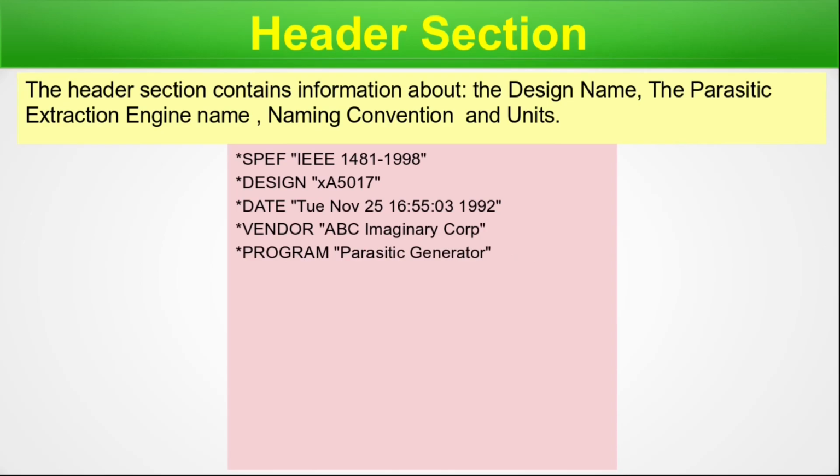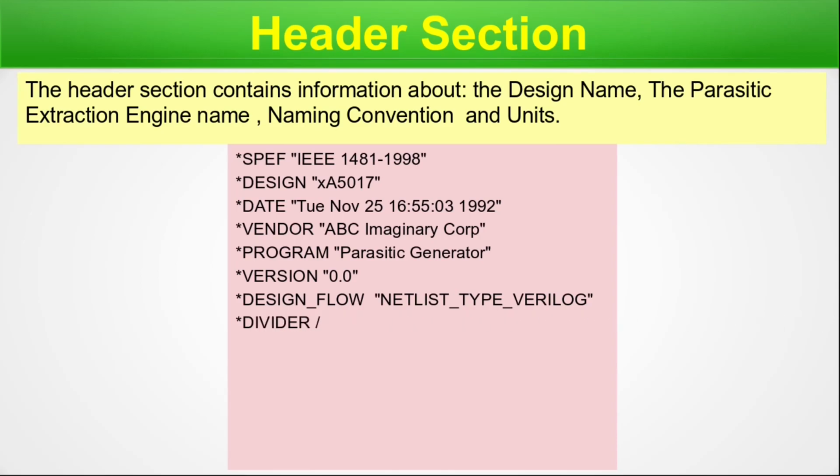Program is the parasitic generator. Here the name of the parasitic extraction engine will come. Version 0.0. Design flow, netlist type Verilog. This has specific values; you can consult the respective extraction engine's manual for this particular field. Next comes the divider. Divider means it's a hierarchy separator. If the design is hierarchical, the text will be separated for each hierarchy with this particular delimiter.